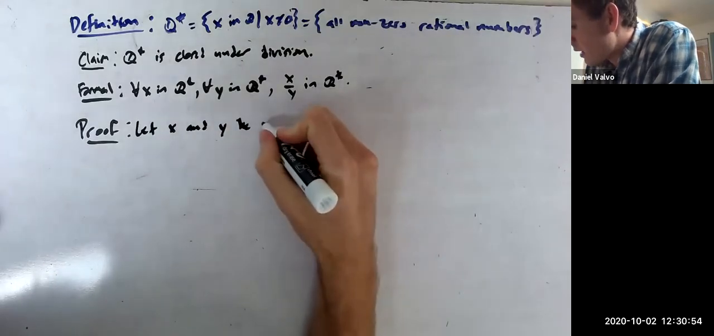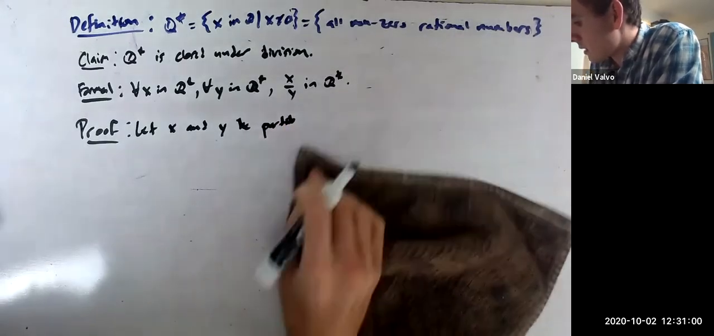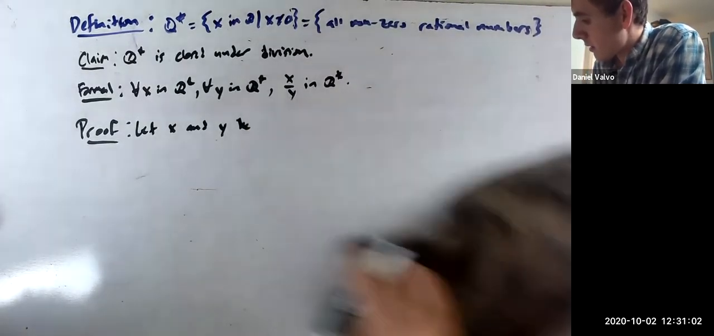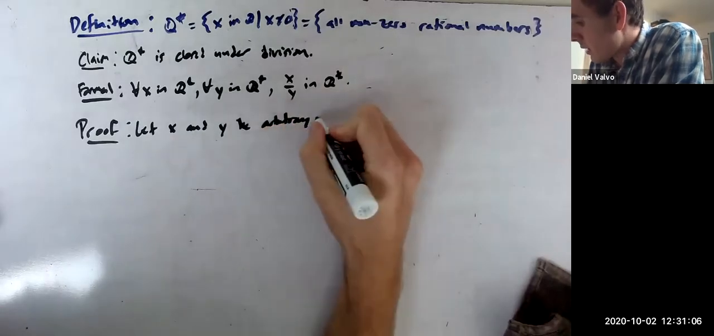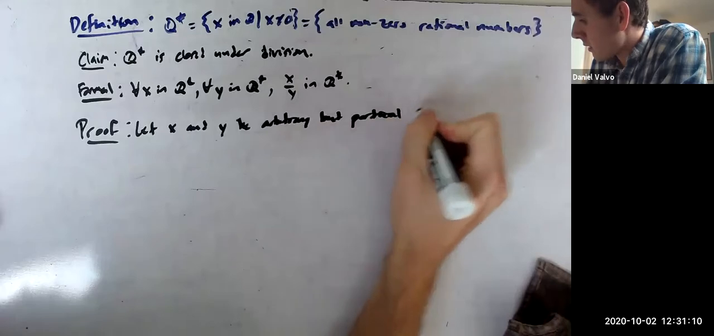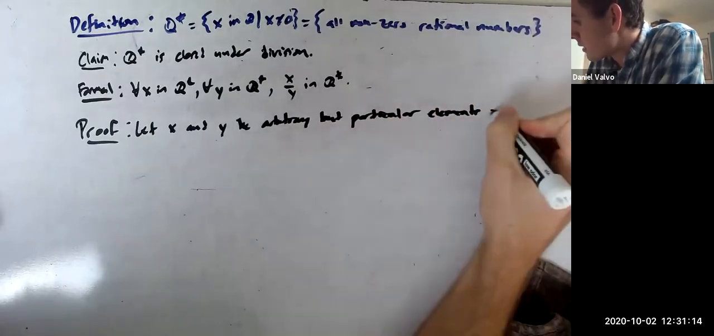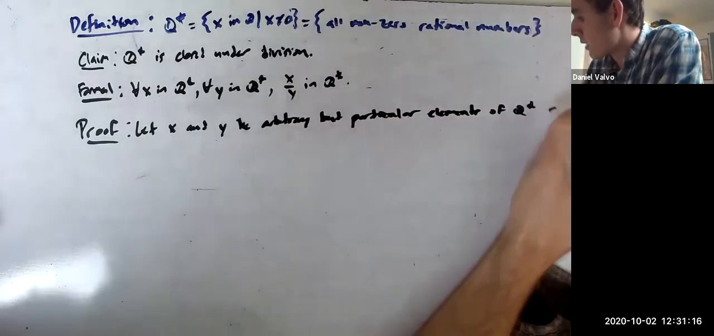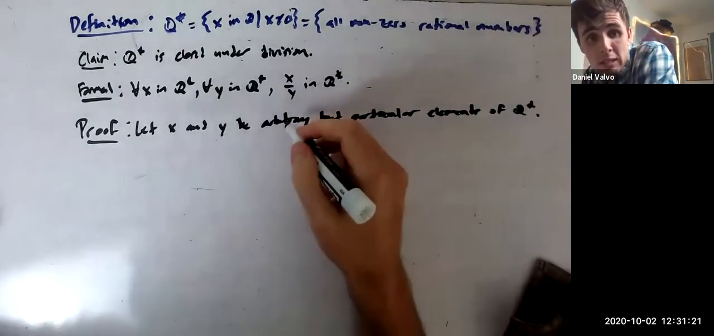be arbitrary but particular elements of Q star. And note, by the way, that arbitrary just means they're any old elements.